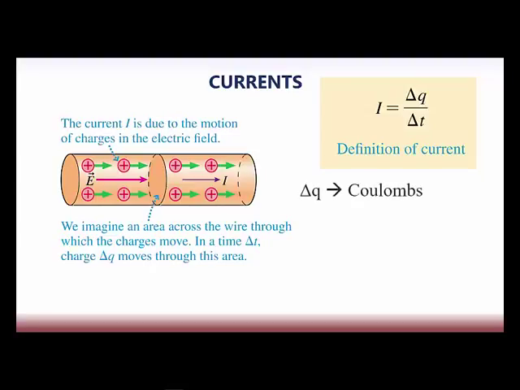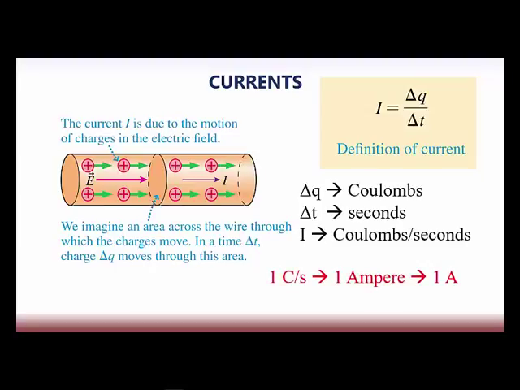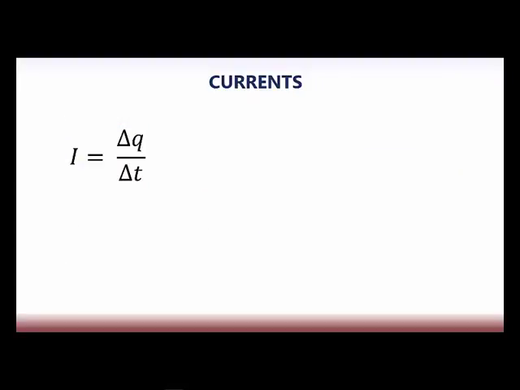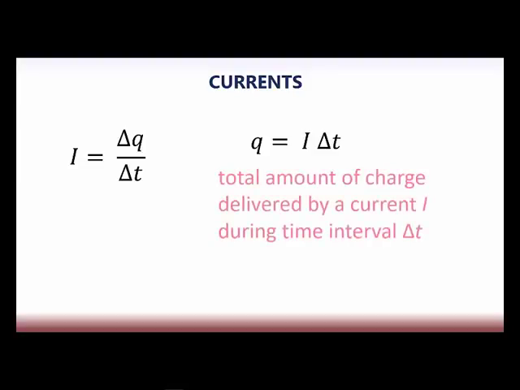Now if the charge Q is measured in coulombs and time is measured in seconds, then current is measured in coulombs per second. 1 coulomb per second is equal to 1 ampere, or 1 amp, and here you see the abbreviation for ampere. Another way to look at this equation is to rewrite it in terms of Q, and here we see that Q, the total amount of charge, can be found by multiplying the current times the time interval.